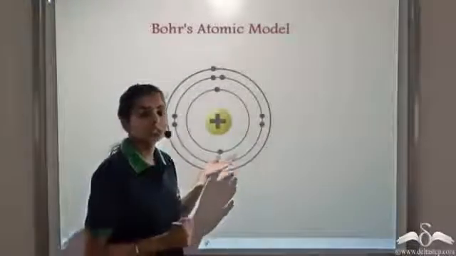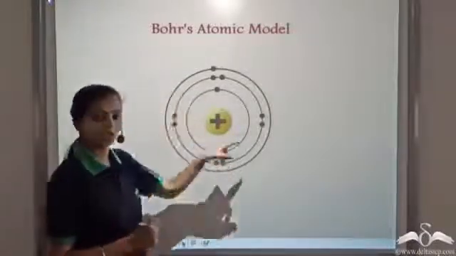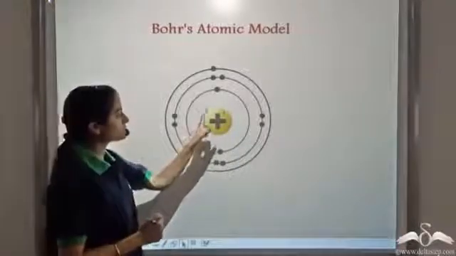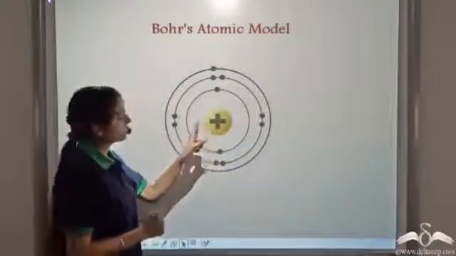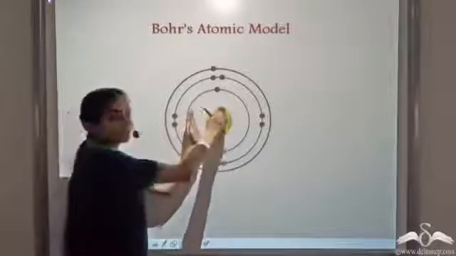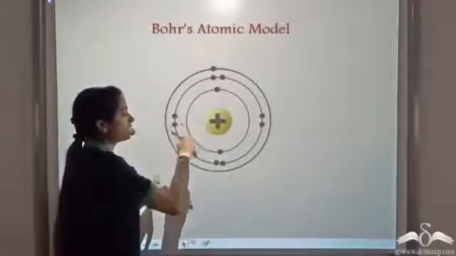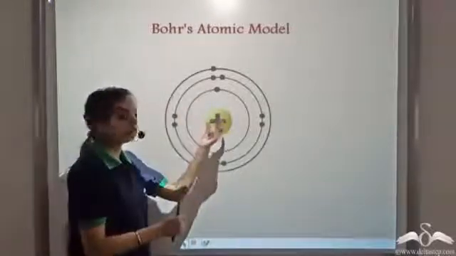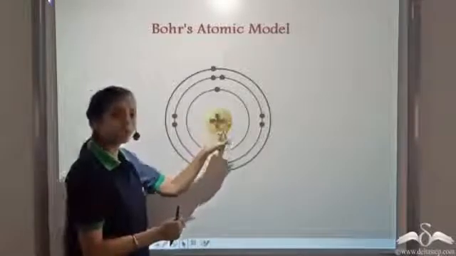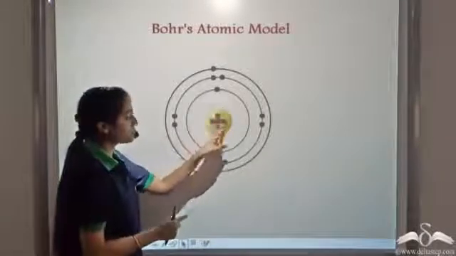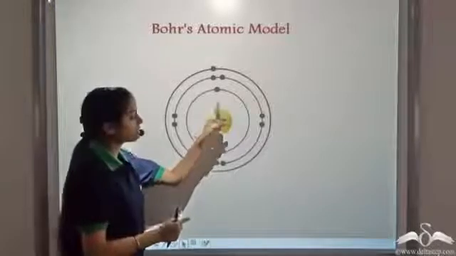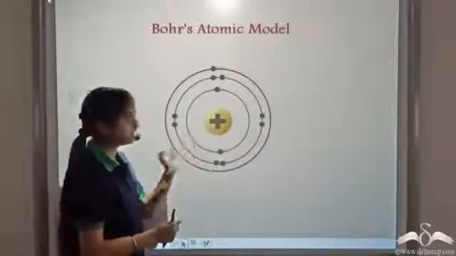Bohr had given his atomic model, called Bohr's atomic model, according to which the entire mass of the atom was concentrated in the nucleus, because the mass of electrons is negligible as compared to the mass of protons. So the entire mass of the atom is present in the nucleus, as the protons are present in the nucleus of the atom.